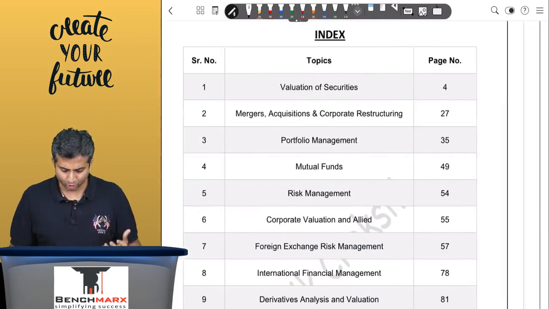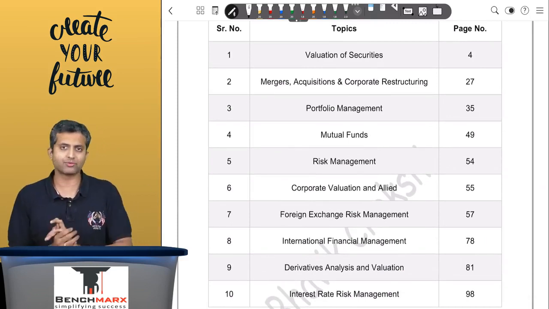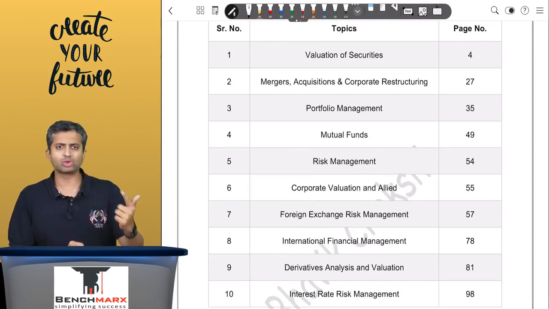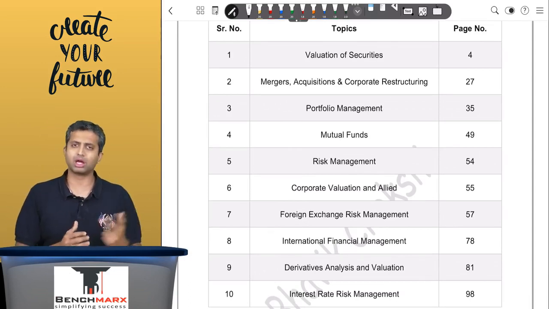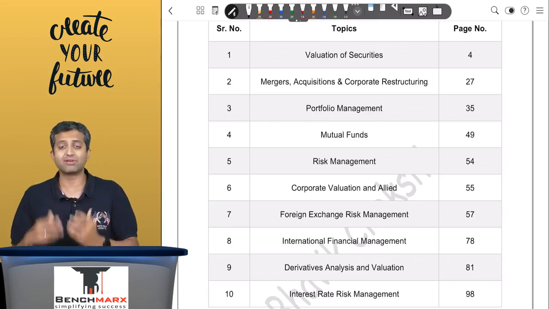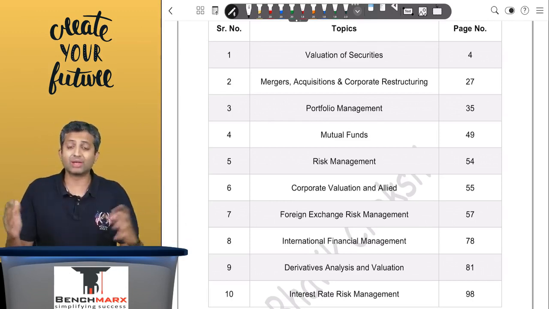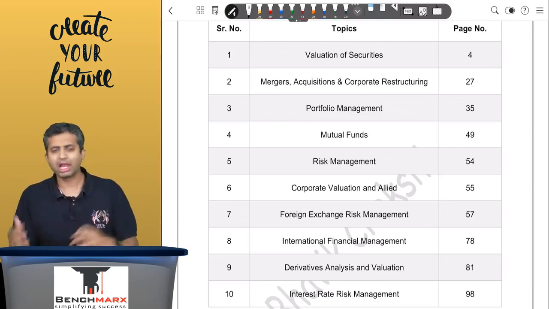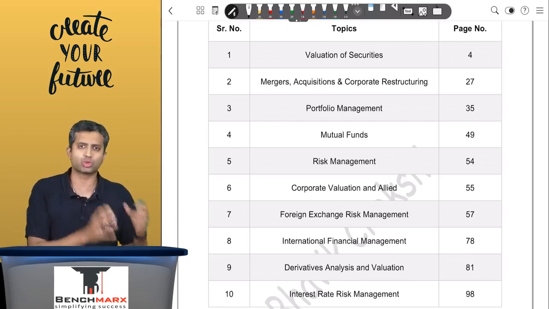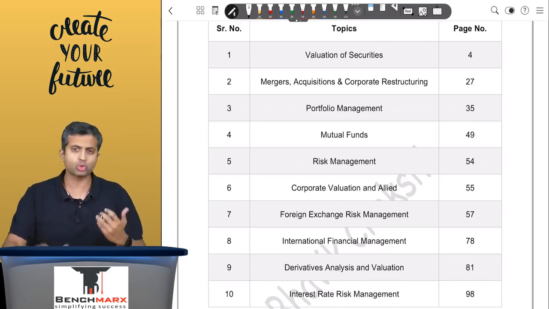These practical topics are broadly subdivided into 10 main categories of chapters. You have valuation of securities and mergers and acquisitions together forming one set, portfolio, mutual funds and risk management forming another set, foreign exchange along with currency options forming the third set, and derivatives and interest rate forming the fourth set. I would subdivide the practical topics into these 4 sets, each of almost equal importance. Unlike paper 1, where you may not get questions from every chapter, in paper 2 the institute almost always asks questions from each of these chapters.